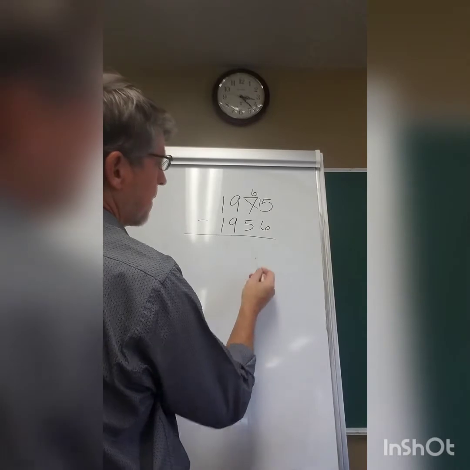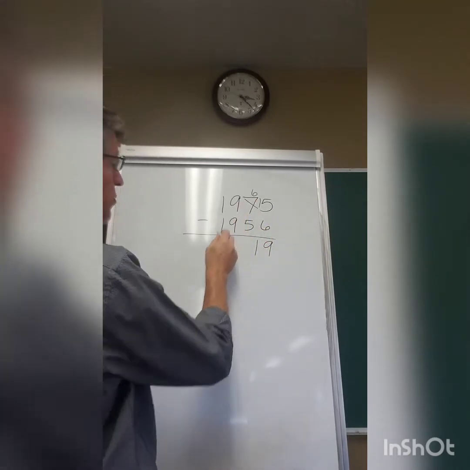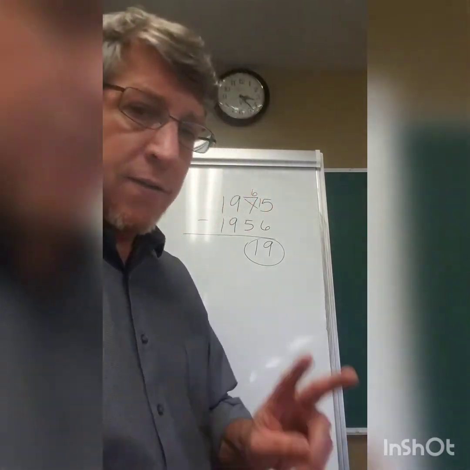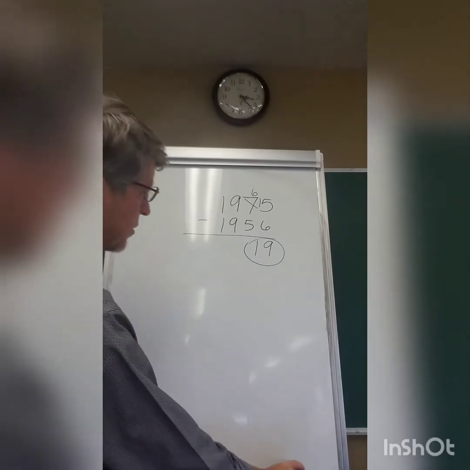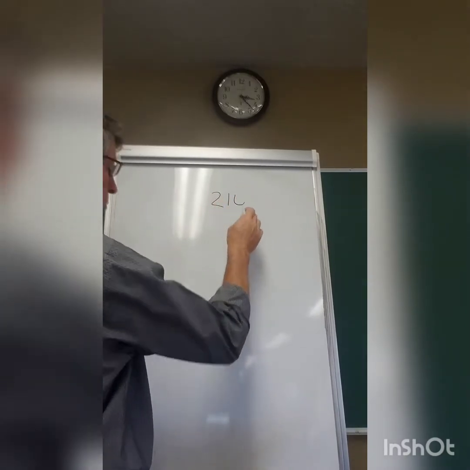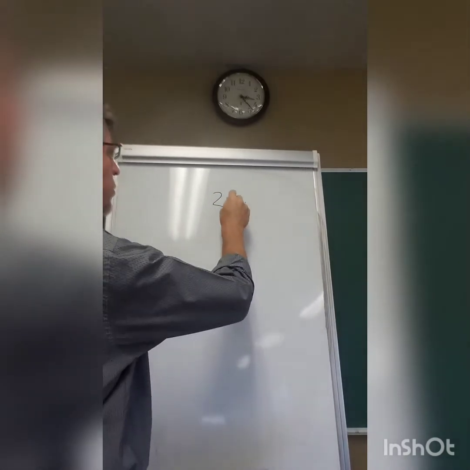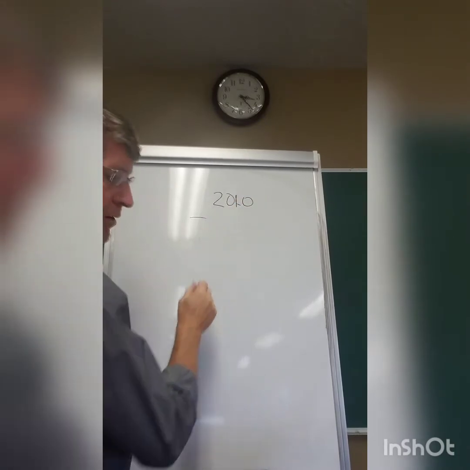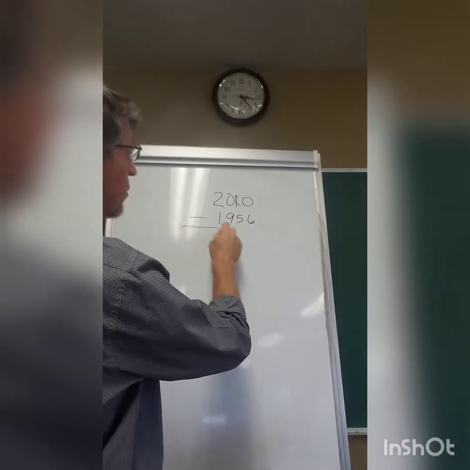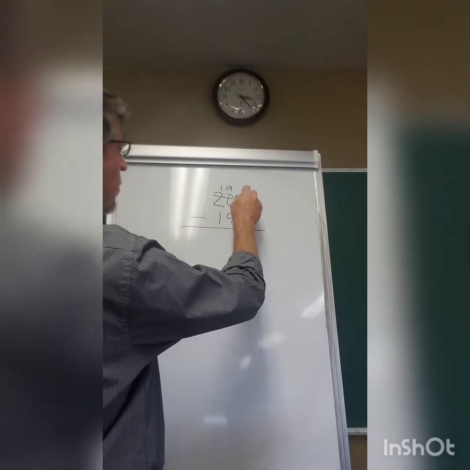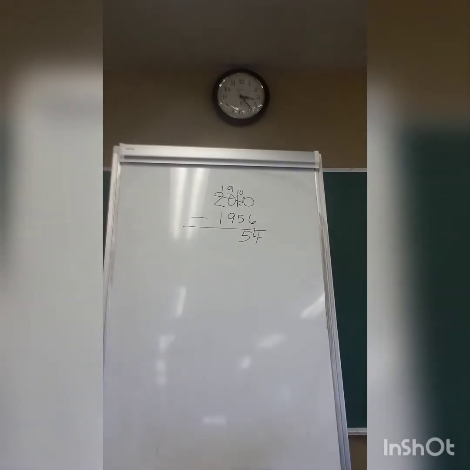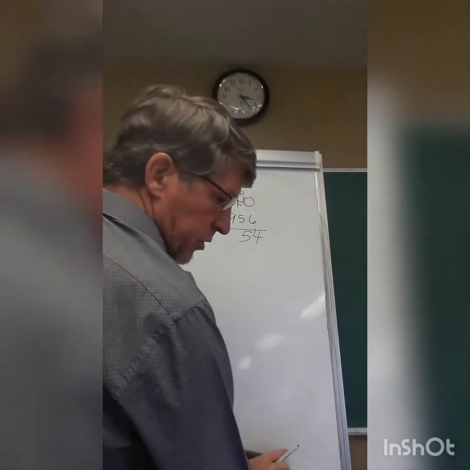15 minus 6 is 9. 6 minus 5 is 1. These are 0. So it's 19 years old in 1975. Then letter B, it says how old was it in 2010? So then you have to start all over. You start with the 2010 minus, again, the year the tractor was made, 1956, right? And you subtract. So it's 4 and 5. It's 54 years old.